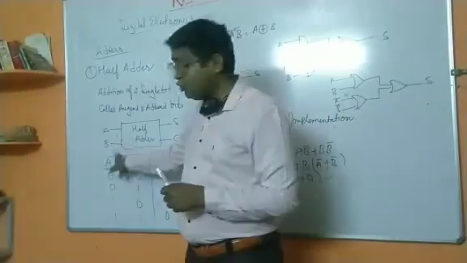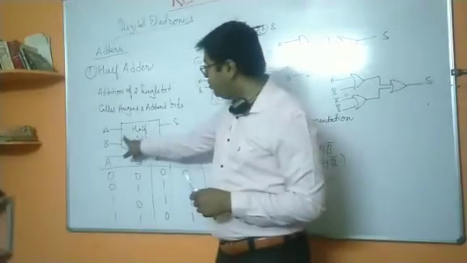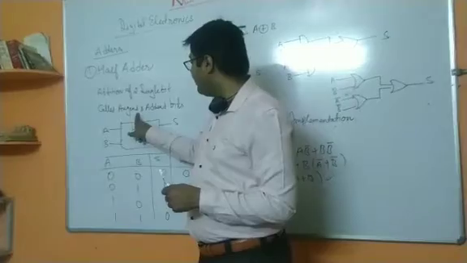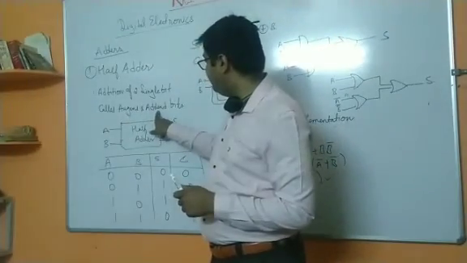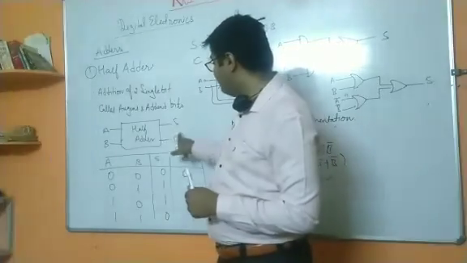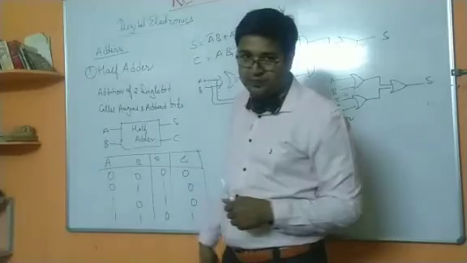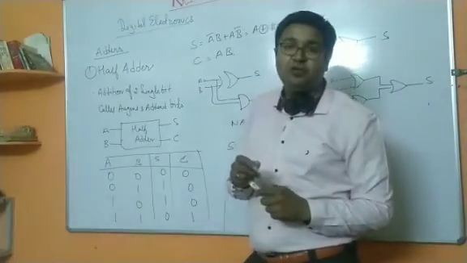So, there will be two inputs. As per procedure, there will be two outputs. The two inputs are called A and B. The first one is A and the second one is B bit. The outputs will be symbolized by sum and carry, S and C. In the half adder circuit, there are only two bits available to us.